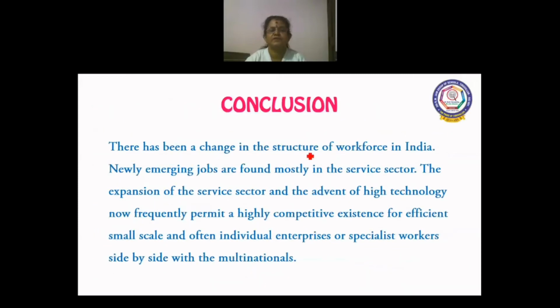There has been a change in the structure of the workforce in India. Newly emerging jobs are found mostly in the service sector. The service sector is otherwise the tertiary sector, like banking, communication, and education. The expansion of the service sector and the advent of high technology now frequently permit a highly competitive existence for efficient small scale and often individual enterprises or specialist workers side by side with the multinationals.